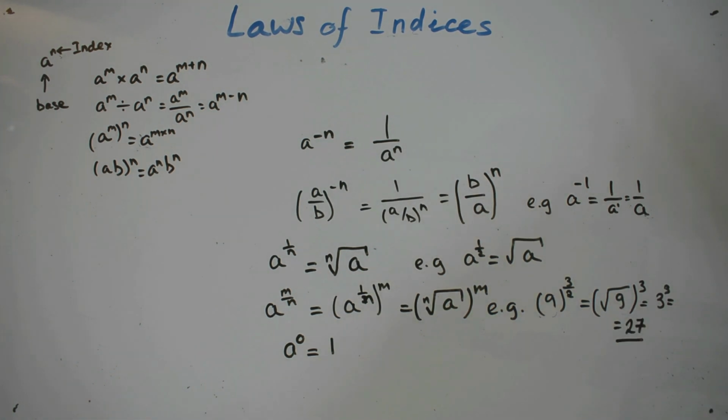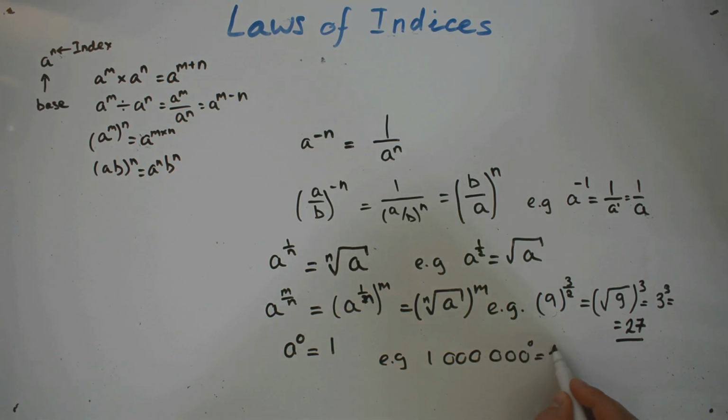Okay, an example of the final one, it doesn't matter how big a is or how small it is. If it's to the power of 0, it will always equal 1. So we have 1 million to the power of 0 is 1, and if we have a negative number as well, so I'm gonna write minus 1000, and it's to the power of 0, and it still equals 1.